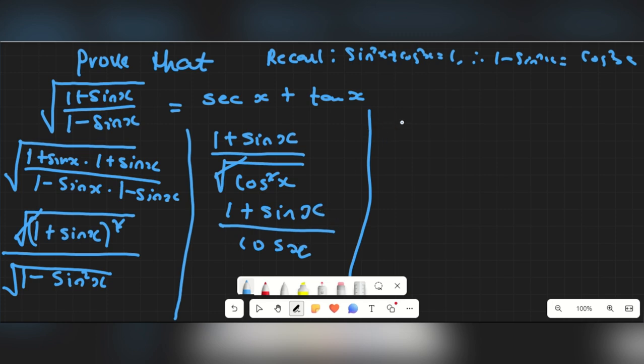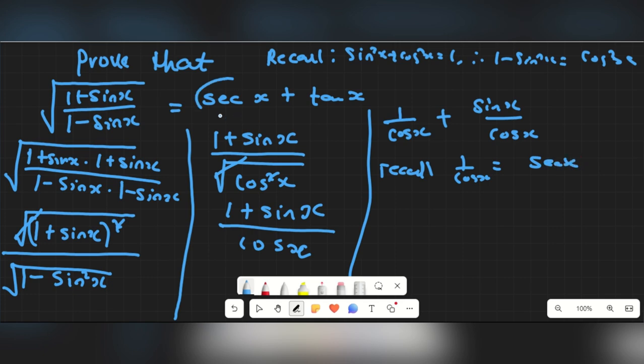So now what we're going to do is split this up: 1 over cos x plus sine x over cos x. And if you recall, 1 over cos x is equal to what? Sec x, which is this.